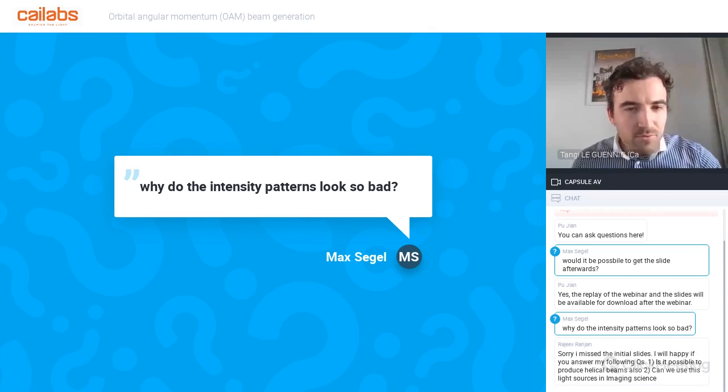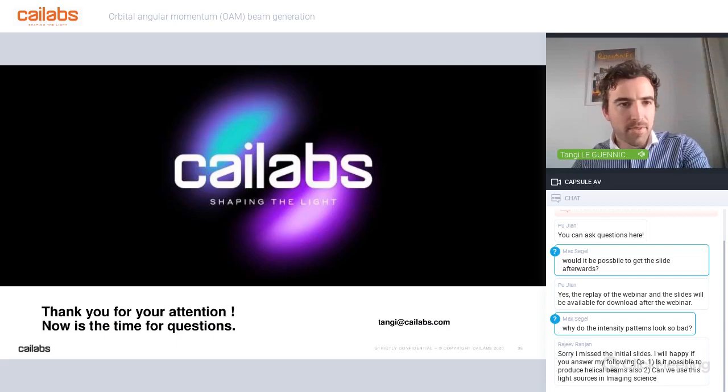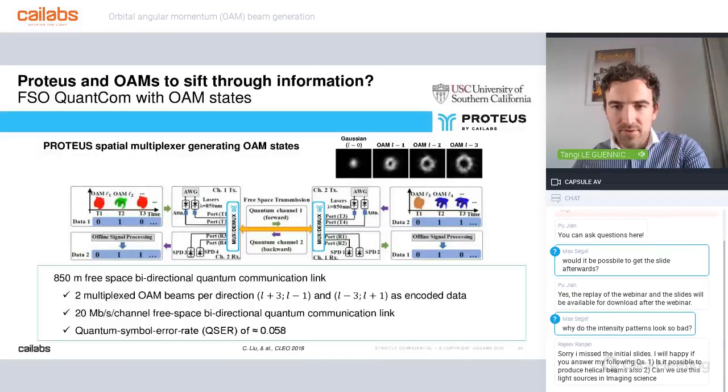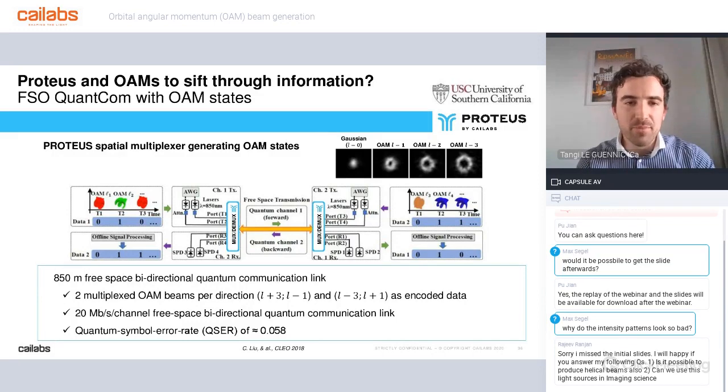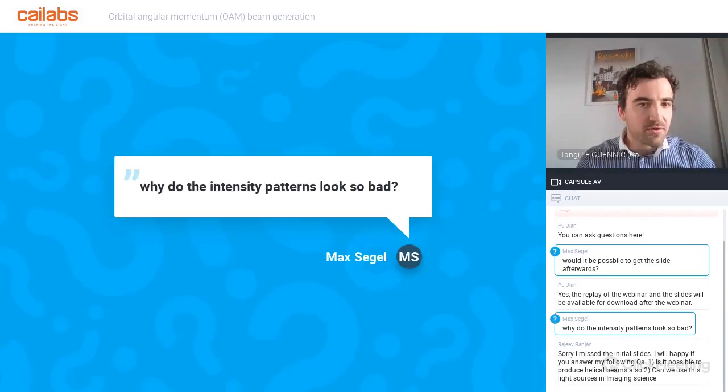You mean for the use case? This one? I should assume that it is this one. It was an experiment realized 4 years ago, and today, yes, we propose a really better OAM generation. But yes, we guarantee today 95% of purity.